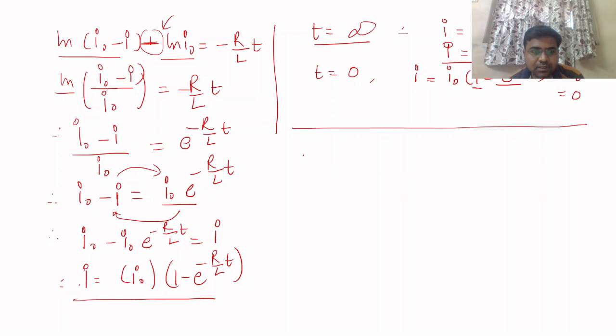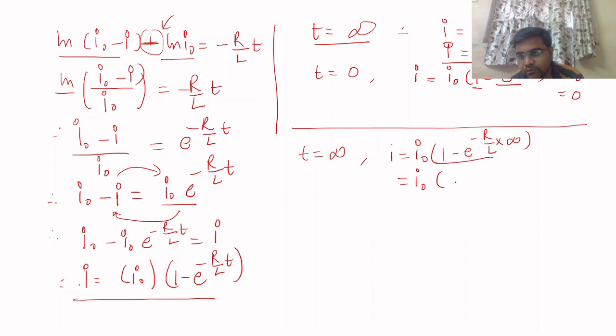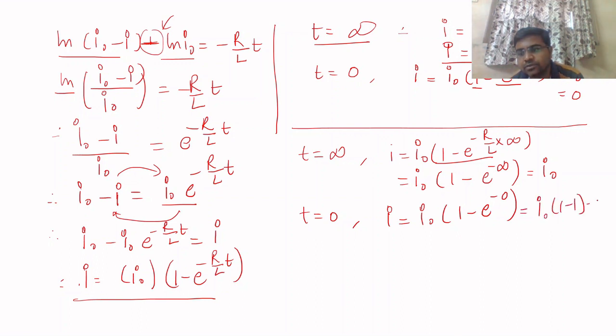What will be the current? When t equal to infinite, my current I equals I0 into 1 minus e raised to minus R upon L into T. And what is T? T is infinite. So this will become I0 into 1 minus e raised to minus infinite. So e raised to minus infinite is nothing but 0. So I equal to I0. And what will be the current when t equal to 0? My current I equals I0 into 1 minus e raised to minus 0. So e raised to 0 means 1. So I0 into 1 minus 1 gives me 0.